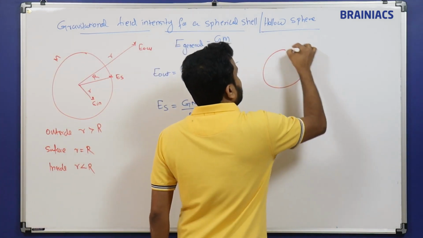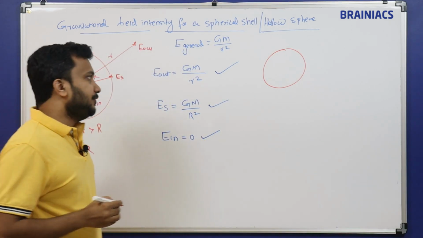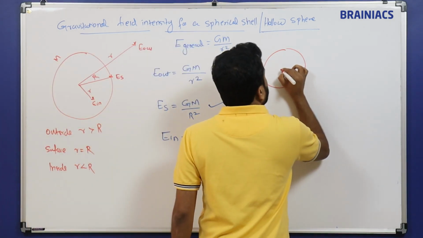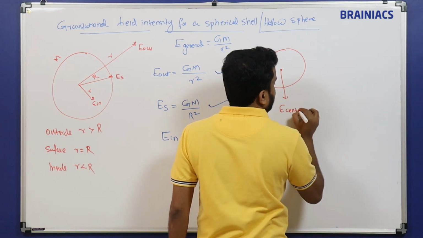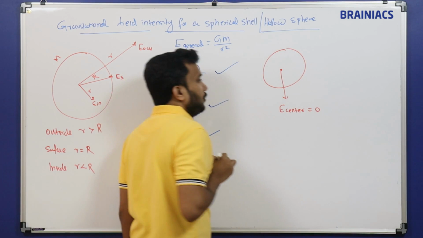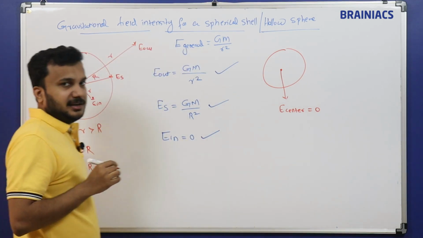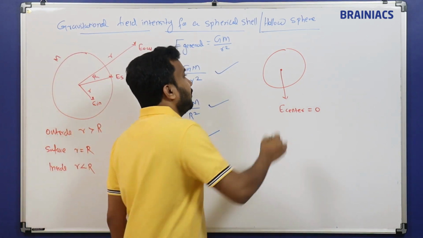Okay, so I have the hollow sphere like this one. If you are asking the gravitational field intensity at this center, I'll put it as E center. E center is also equal to 0 because it is E inside. Why is it so? Listen very carefully, it is very important.